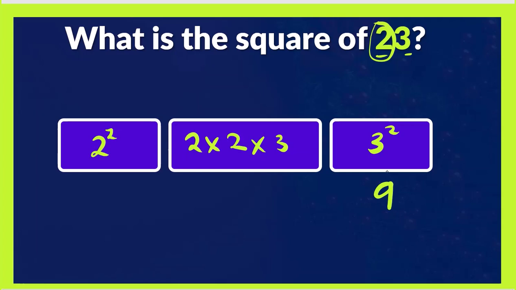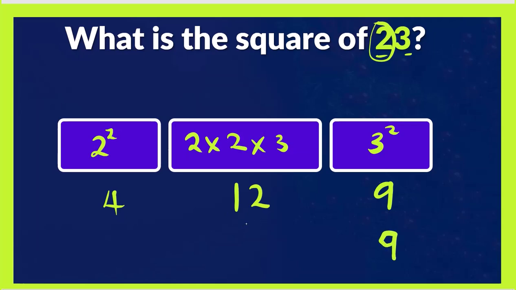So write the 9. Then the next one, we have 2 times 2 times 3. 2 times 2 is 4. 4 times 3, that is 12. So write the 12. And then 2 square, that is 4. So write the 4. Okay, great. 9 is already in a single digit form, so we leave it as that. We write the 9.